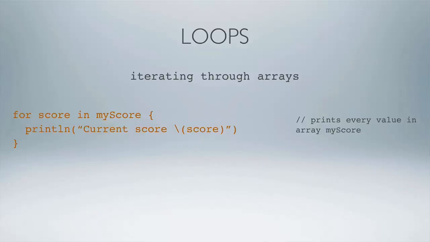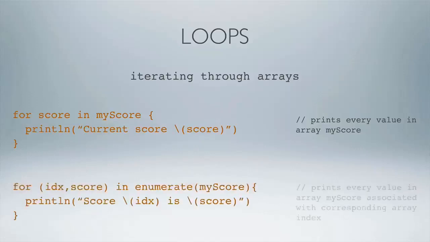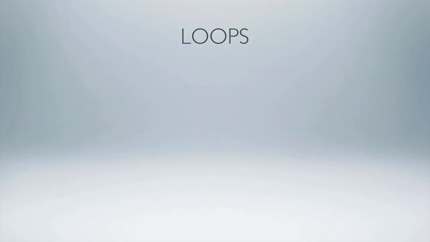If we need to know the index value for some reason, then we can use a tuple. The first element of the tuple will be our index, and the second element will be the value stored in the array at that index position.